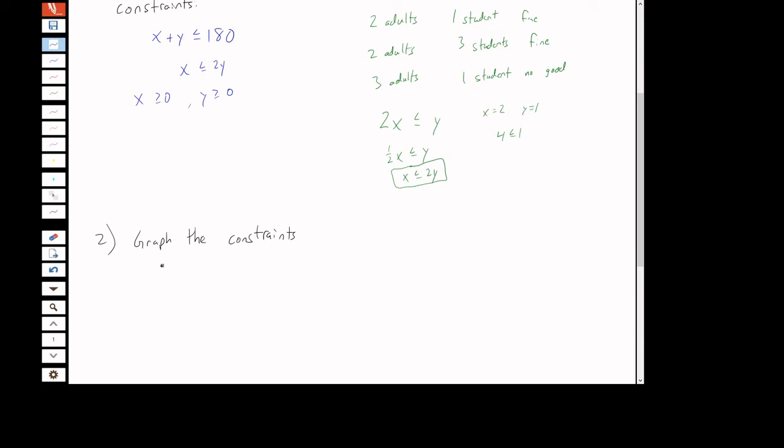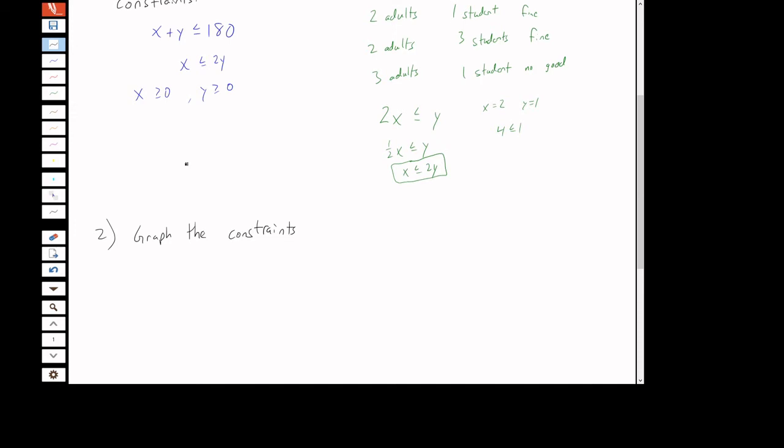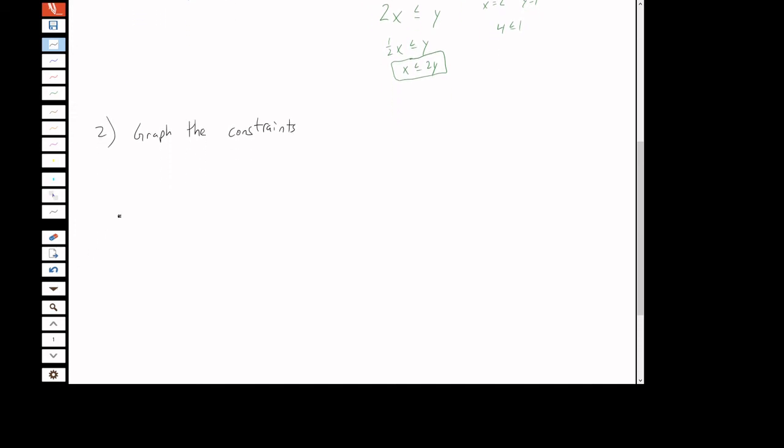Okay, so because I have x greater than or equal to 0 and y greater than or equal to 0, I know that on my graph I only need to really worry about the first quadrant. Okay, and I'll go ahead and put those in because they're nice and easy. So here's x equals 0. I want x greater than 0, so I want the right half of that. Okay, here's the line y equals 0. I want y greater than 0, so I want the top half of that.